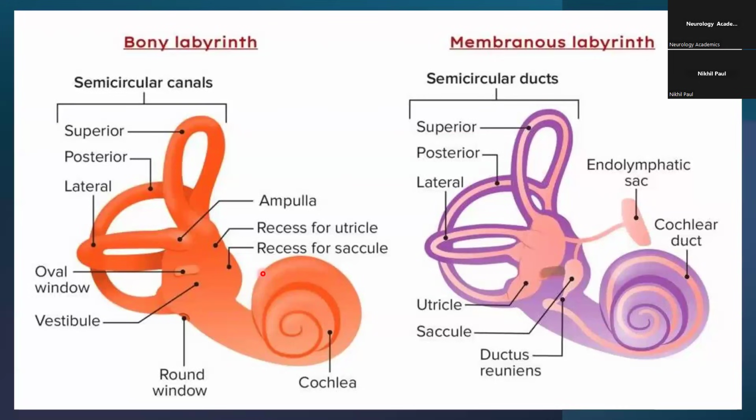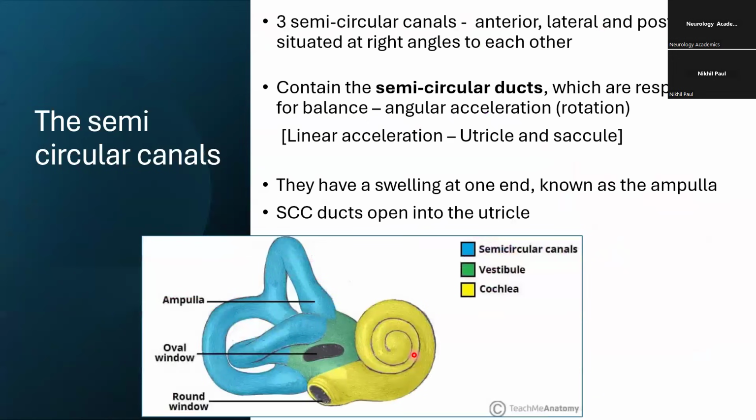Some anatomy we should be knowing is that within this bony labyrinth we have our perilymph, and within that is the membranous part, and within the membranous part is where we have our endolymph. So that consideration should be there.